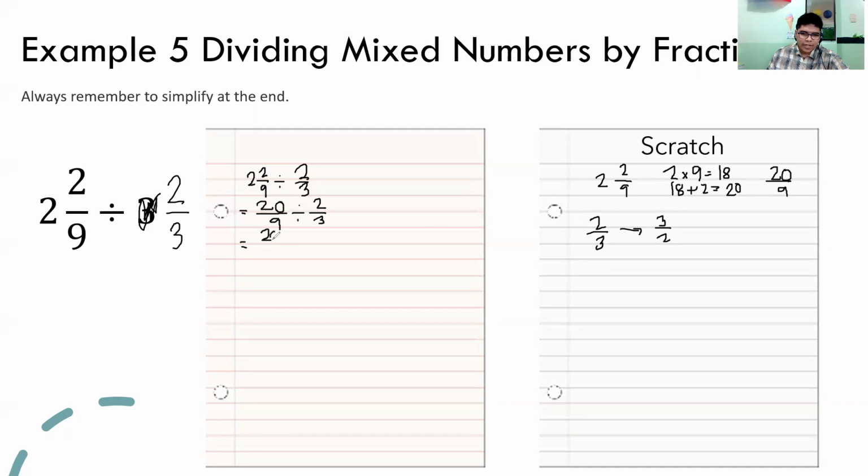And so we have 20 over 9 times 3 over 2, which is the reciprocal of 2/3. Now, we can multiply this. We can multiply 20 and 3, and then 9 and 2, and then just simplify the resulting fraction.